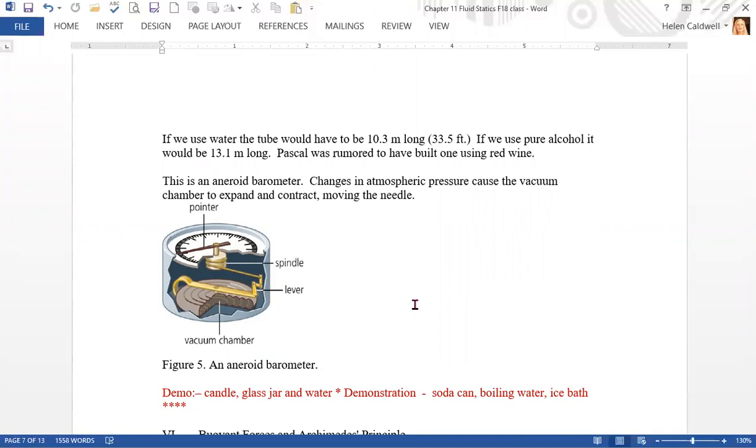There are other kinds of barometers. There is an aneroid barometer, which has a vacuum chamber. It's a little disc down inside, and when air pressure changes, the volume of the chamber alters. High pressure, it is smaller. Low pressure, it is larger. And what that does is it moves the lever, which moves the spindle, which moves the pointer, and gives you a measure of the atmospheric pressure.